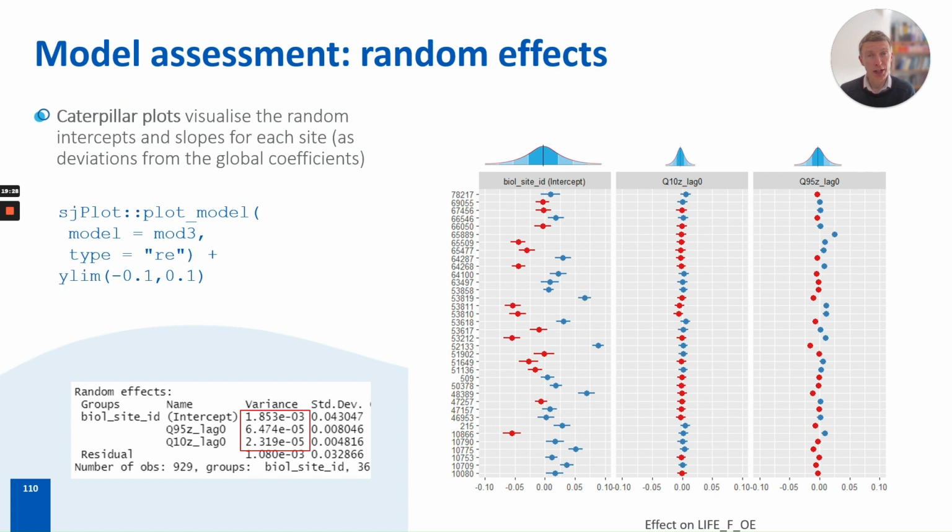The Q95 effect had a stronger overall global effect, and there's also evidence of a moderate amount of variability in the strength of that hydro-ecological relationship from one site to another.